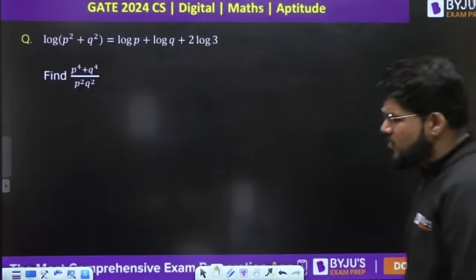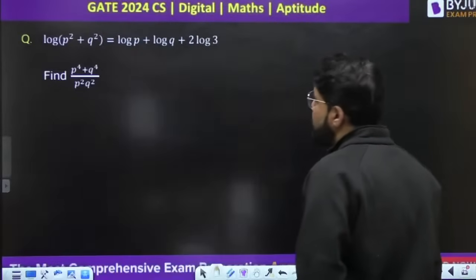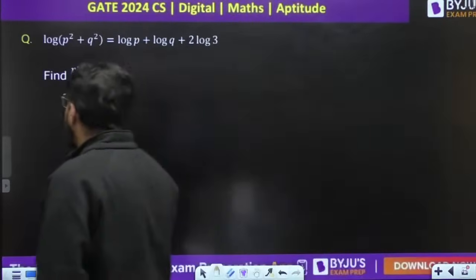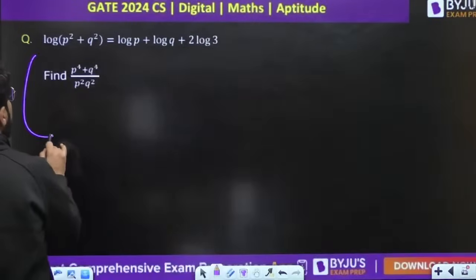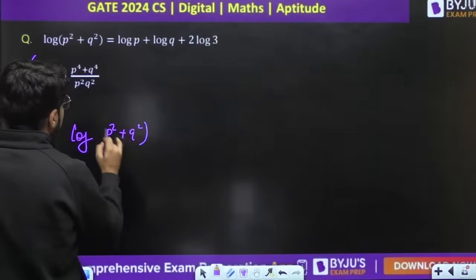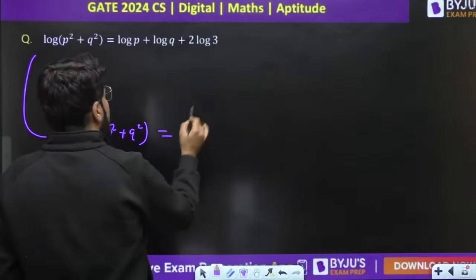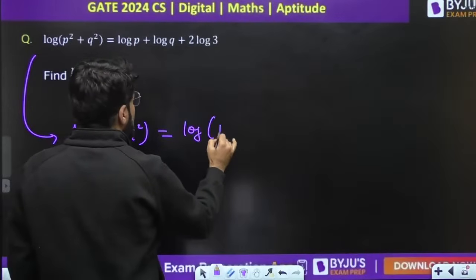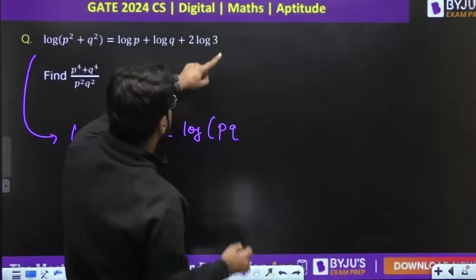A simple question on log properties. Log of p square plus q square is log p plus log q plus 2 log 3. Find the value of p power 4 plus q power 4 upon p square q square. So let us start playing with this identity. We have log of p square plus q square, and log a plus log b can be log of ab. So log of pq, and we add this also. 2 log 3 is log of 3 square.